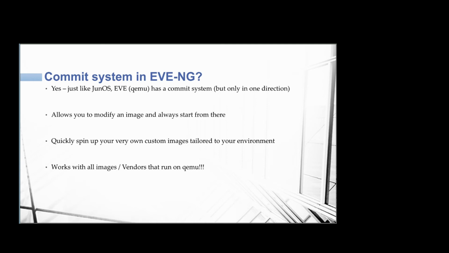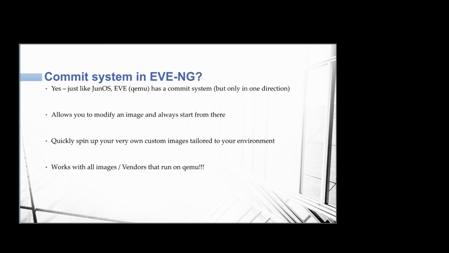So one of the coolest features that nobody seems to use is the commit system in EVE. And just like in the Junos, in EVE you have the possibility to commit or write your changes back to the original node that you created, only in one direction. So you can't say, okay, I messed that up, I'm rolling back. That's not possible.